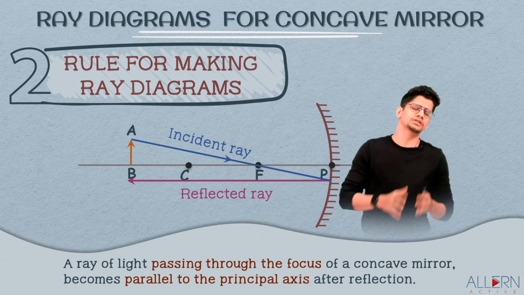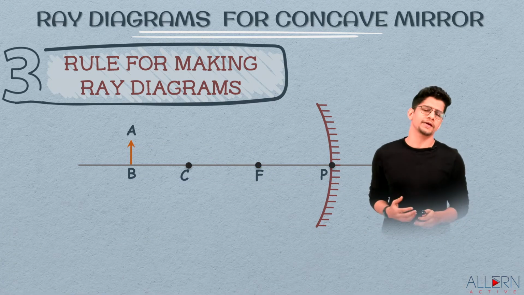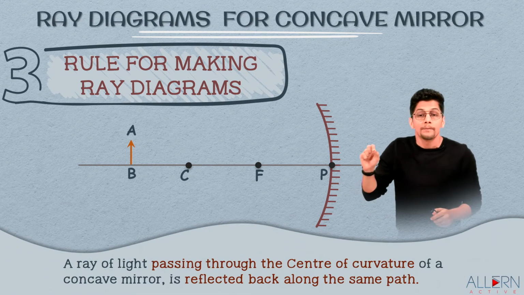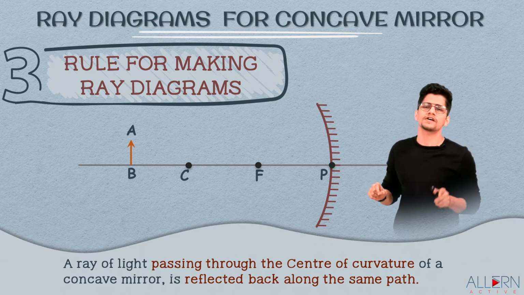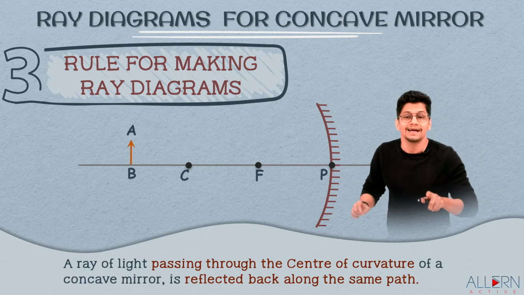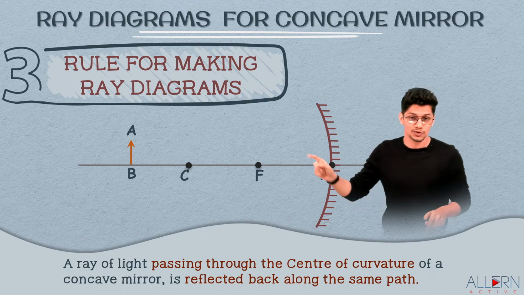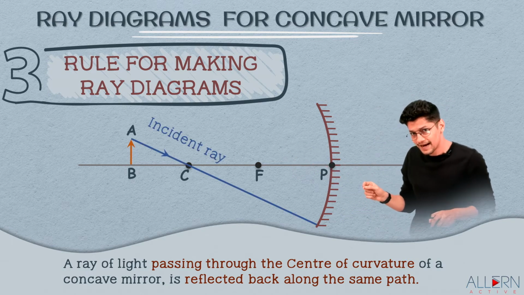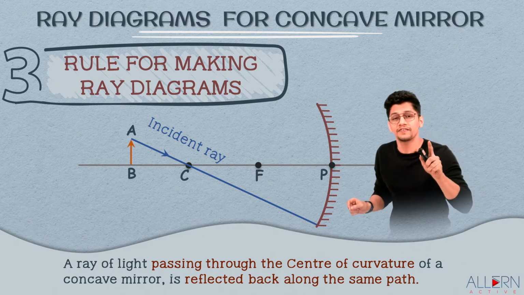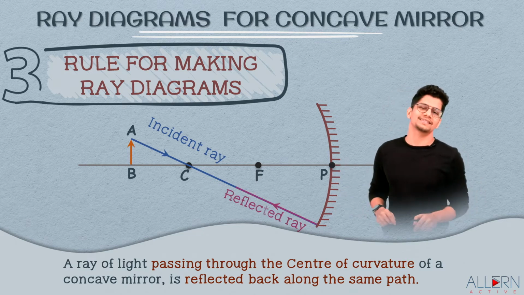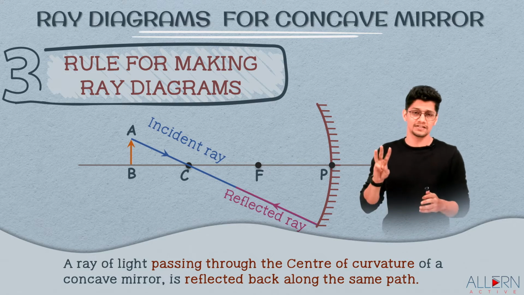Now we'll move on to the third rule. What does the third rule say? It says a ray of light passing through the center of curvature of a concave mirror is reflected back along the same path. So if we send the ray of light through the center of curvature, the reflected ray will travel in the same direction. So this is the third rule.